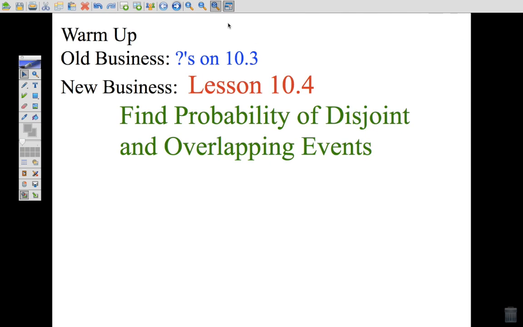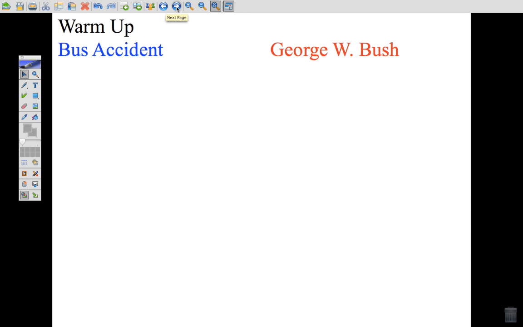Today's Algebra 2 lesson is finding the probability of disjoint events and overlapping events. It's lesson 10.4. Let's talk through a warm-up just to get us familiar with some of the terms you've learned before. Got two situations that are both actually true stories.